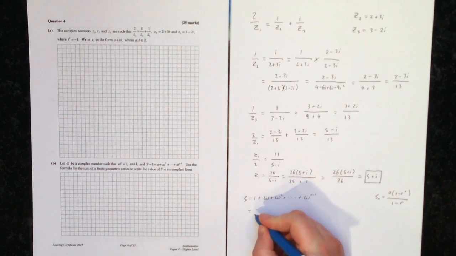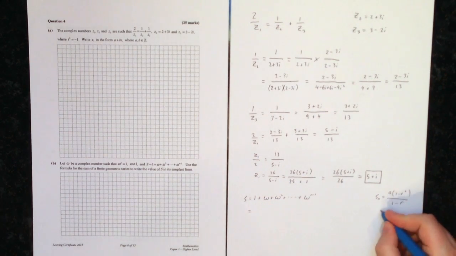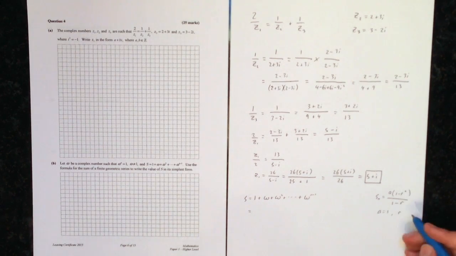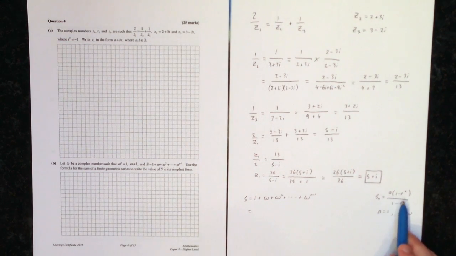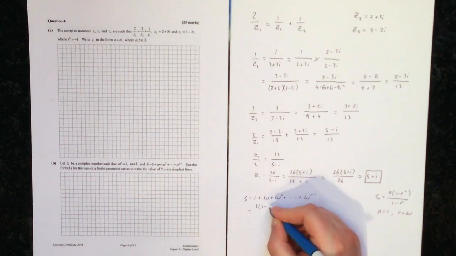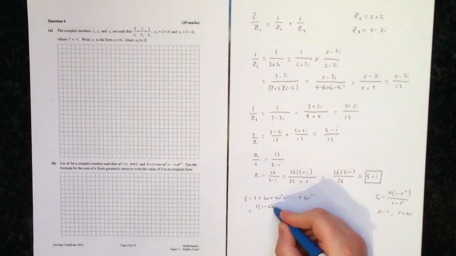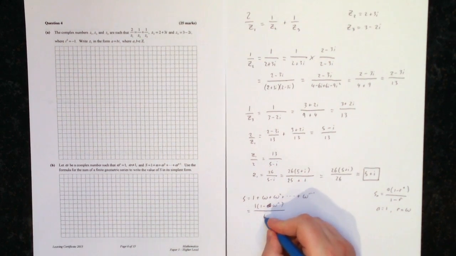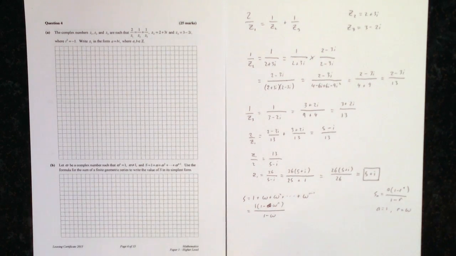So this will be equal to a, which is the first term. So a will be equal to the first term, 1. And r will be equal to the common ratio, the amount we multiply by to get from each one to the other. So that will be equal to omega. So the nth partial sum will be equal to a multiplied by 1 minus r to the n. So that's a multiplied by 1 minus r to the power of n. r is omega. And that's divided by 1 minus r. Again, where r is equal to omega.